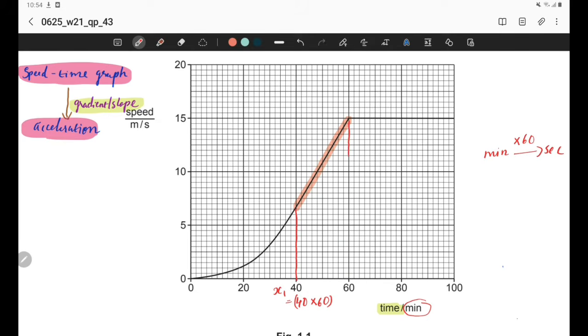Likewise, we can find the corresponding x2 value on the x-axis. So we will get x2 is 60. Again, here also we have to convert into seconds, so we just need to multiply again with 60. So we got the x1 and x2 values. Now we need to find the corresponding y1 and y2. In order to find the y1 value, we can extend the corresponding point of x1 on the graph to the y-axis. So we can identify y1 is 6.75, and the unit is given in standard unit, so we don't have to convert the unit on the y-axis. Now we can find the y2 value, and it's very clear, y2 is 15. So we have y1, y2, x1 and x2 values.